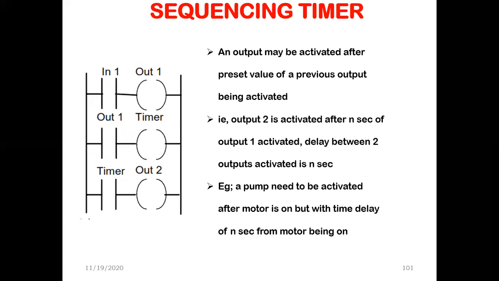Sequencing timer. An output may be activated after a preset value of a previous output being activated. That is, output 2 is activated after n seconds of output 1 being activated. So the delay between two outputs being activated is n seconds. Example: a pump needs to be activated after the motor is on, but with a time delay of n seconds from the motor being on.